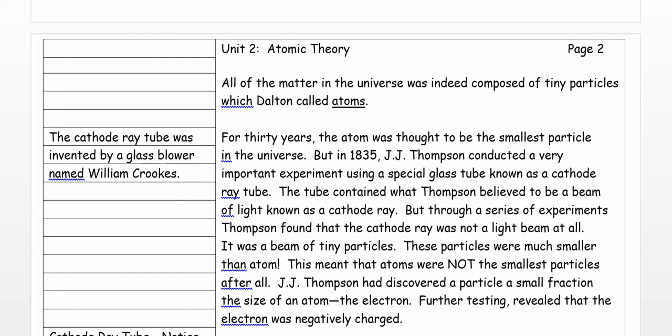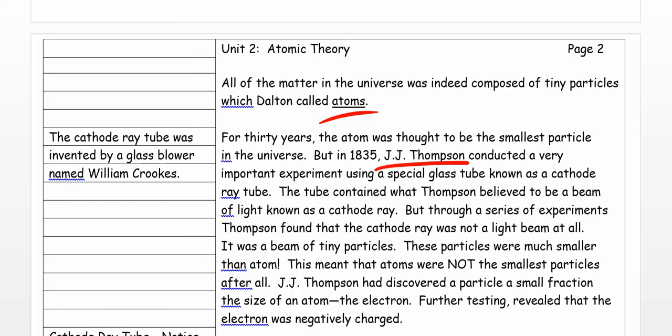All the matter in the universe was indeed composed of tiny particles, which Dalton calls again atoms. Now, for 30 years, the atom was thought to be the smallest particle in the universe. But in 1835, and by the way, you don't have to remember dates. You simply have to remember the people that were involved and what their contribution was. So 1835 is really not important. But what is important was the individual, J.J. Thomson. J.J. Thomson conducted a very important experiment using a special glass tube known as a cathode ray tube.